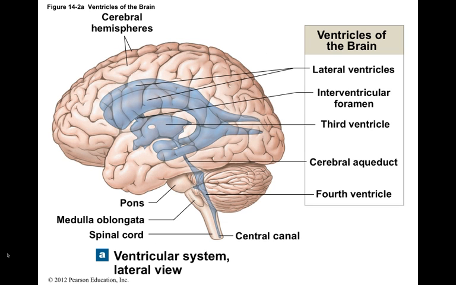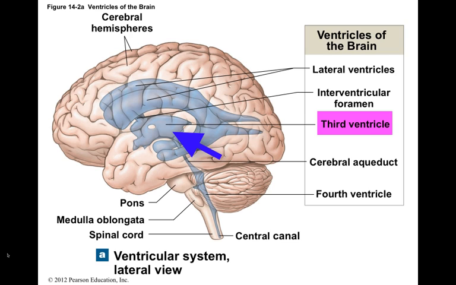Deep in the brain are 4 chambers called ventricles. 2 lateral ventricles, one in each cerebral hemisphere, extend deep into the cerebrum as horse-shaped chambers. Cerebrospinal fluid circulates from the lateral ventricles through the interventricular foramen and enters the 3rd ventricle. The 3rd ventricle is a small chamber in the diencephalon.